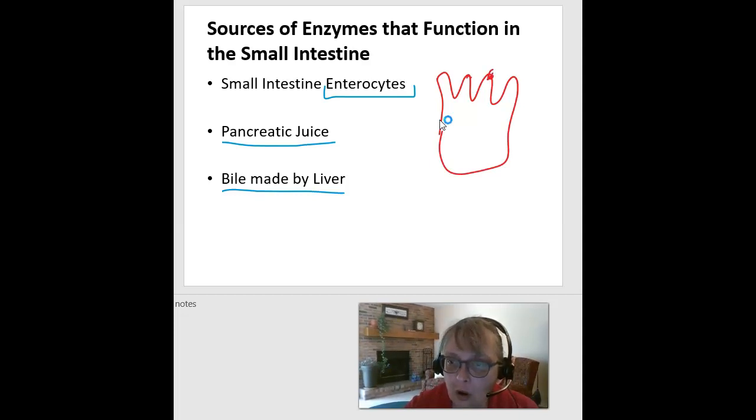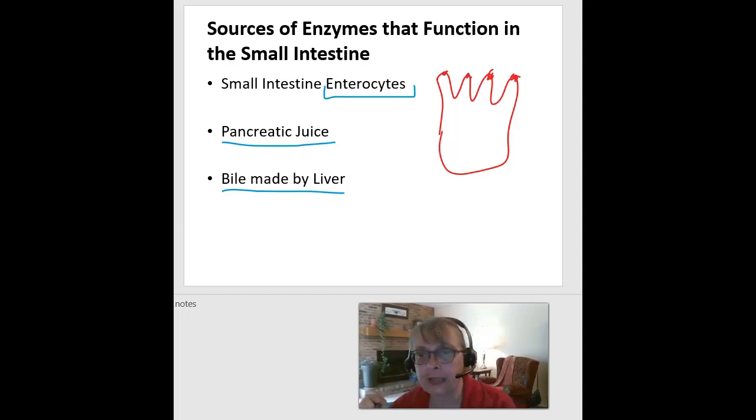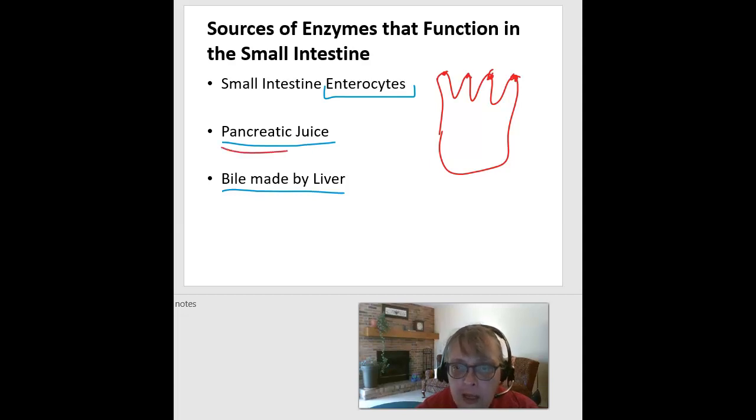But a lot of the chemical digestion that takes place in the small intestine is really performed by enzymes present in the pancreatic juice. And bile will help with lipid digestion, and that's made by the liver but then released into the small intestine. So first, let's talk about these enterocytes and the enzymes present there.